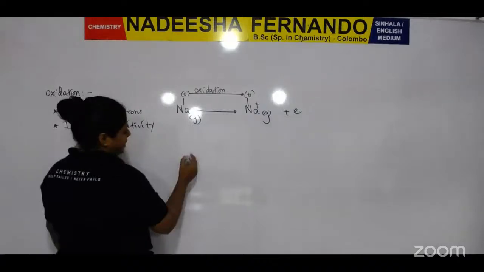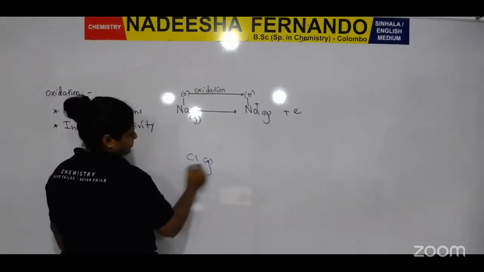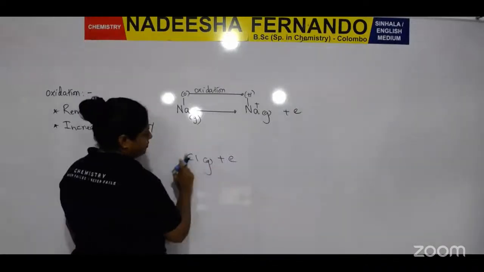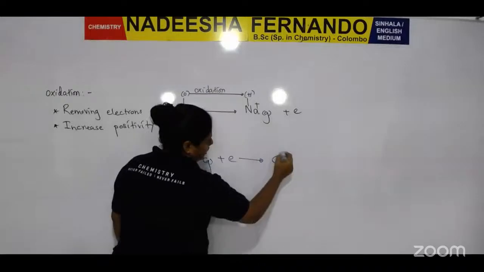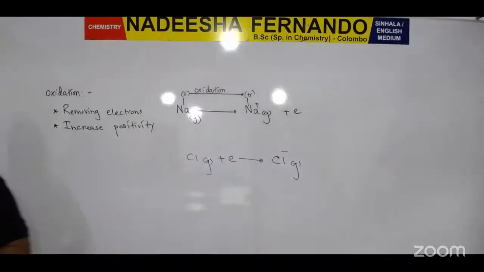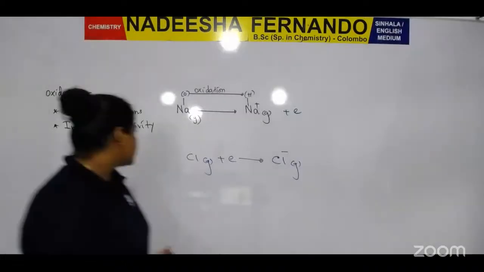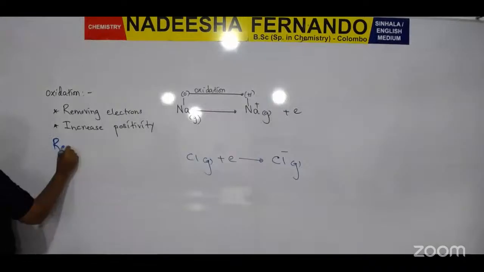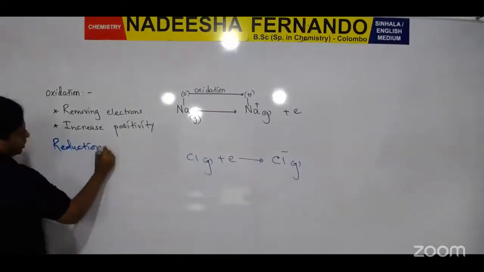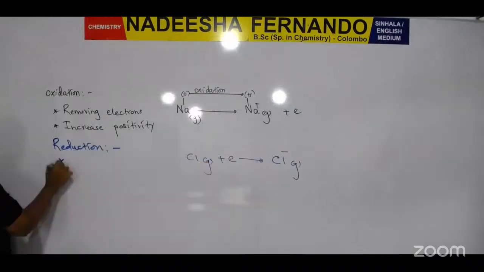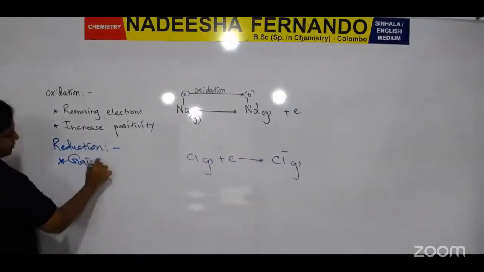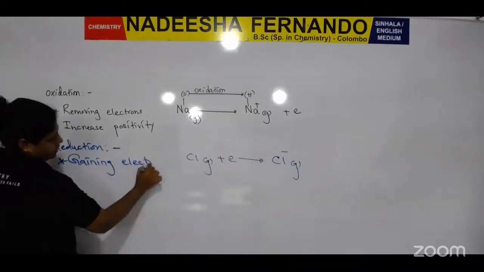Next, chlorine gas takes 1 electron. After gaining an electron, it goes to Cl minus. This is called reduction. Why do we call it reduction? Gaining electrons.